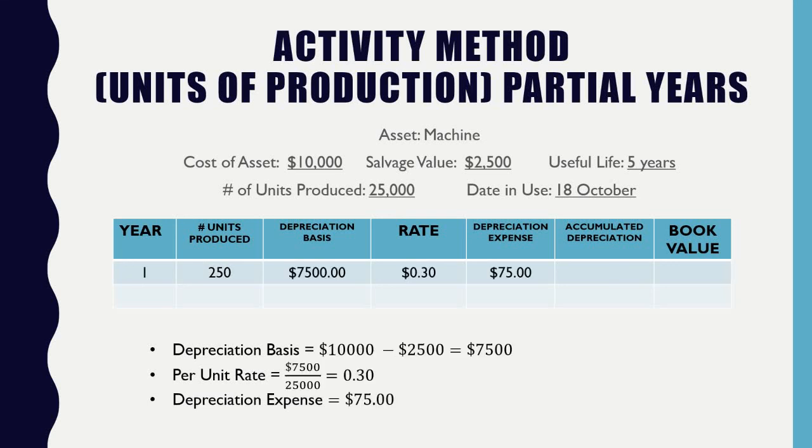Okay. So there it is. That's correct. So here we have 7,500 for my depreciation basis. We have the rate of 0.30, which is 30 cents. So because I produced 250 items times 30, I have $75.